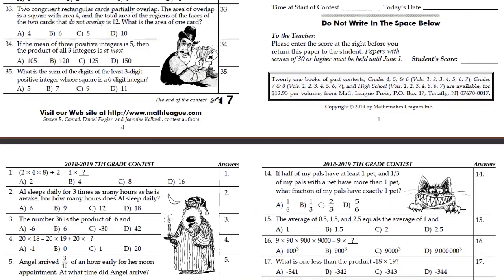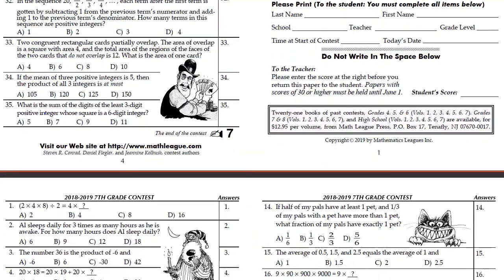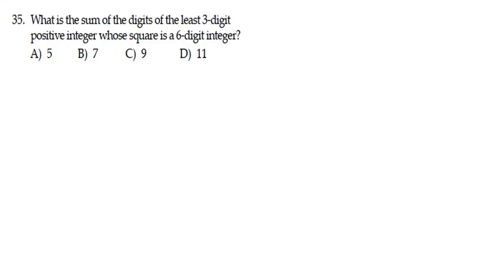Let's solve one problem from 7th grade. What is the sum of the digits of the least 3-digit positive integer whose square is a 6-digit integer? Okay, so we want to find the sum of the digits of the least 3-digit positive integer. So x is at least 100. And it says whose square is a 6-digit integer, so it will be at least 5 zeros and at most 6 nines. So we should consider these conditions to reach the best answer.